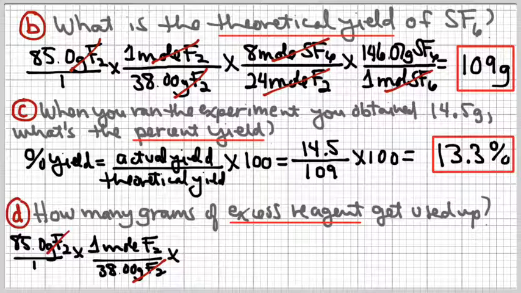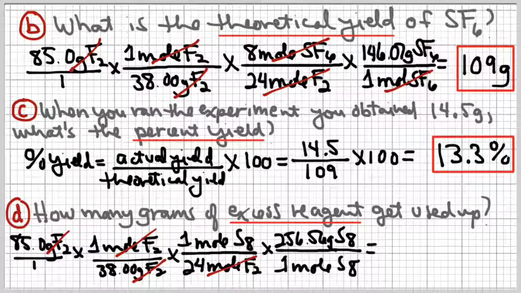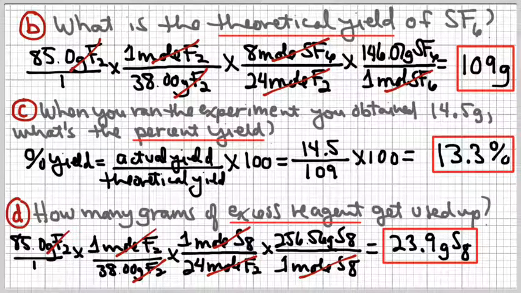And this time we're going to compare the fluorine and the sulfur, the two reactants. And the ratio between them is 1 to 24. Again, I want this in grams, so I'm going to multiply by its molar mass. So I can compare any two things in my equation. I do my calculation, and 23.9 grams of sulfur should get used up as the fluorine runs out.